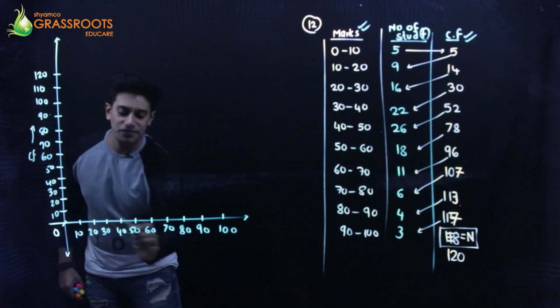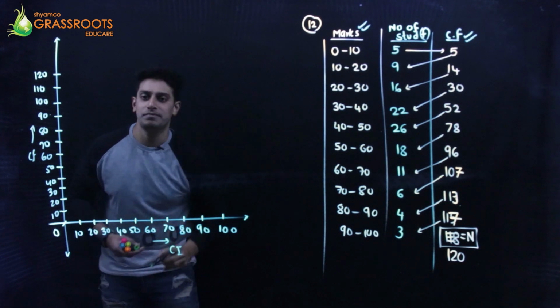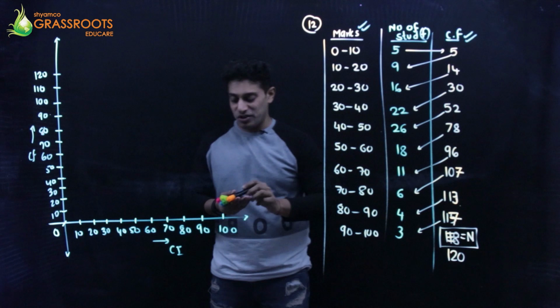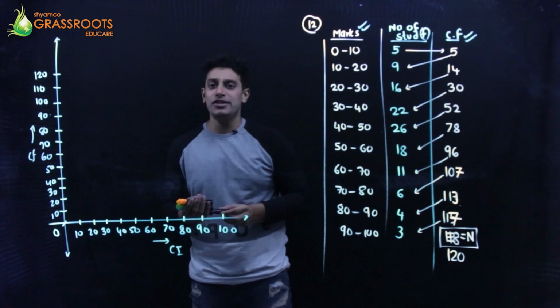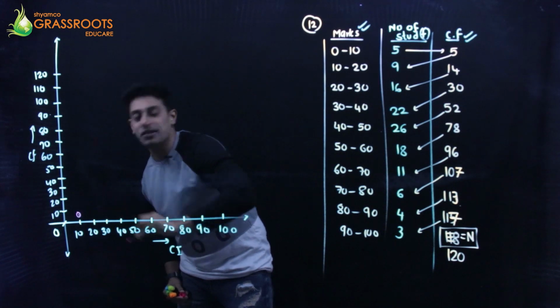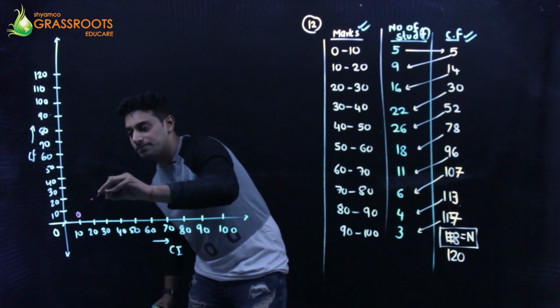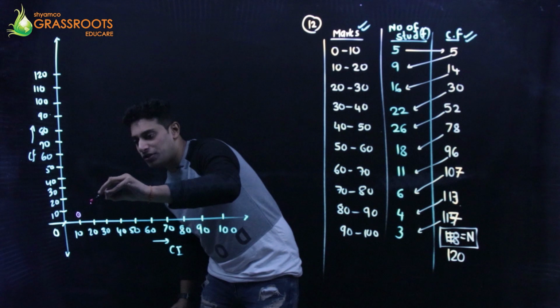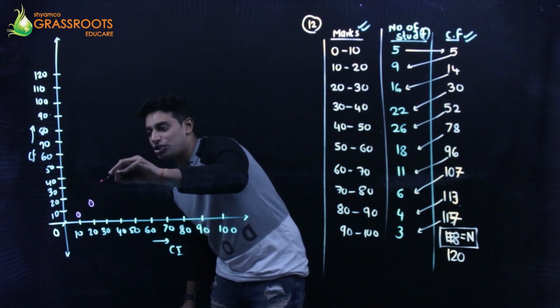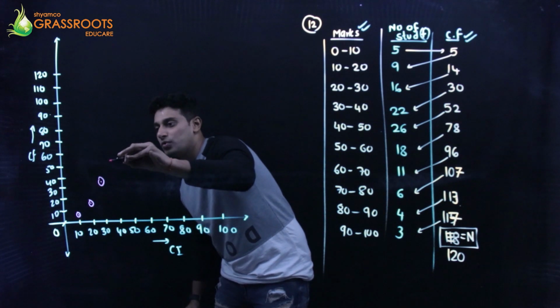Yeah, this is your CF. This is class interval, marks. The first plot is always done from the upper limit, which is 10. So with a 10, you have 5, exactly at the center. Next is 14, that's going to be the 4th division. Next is 30 and 52. 30 sharp, 52.